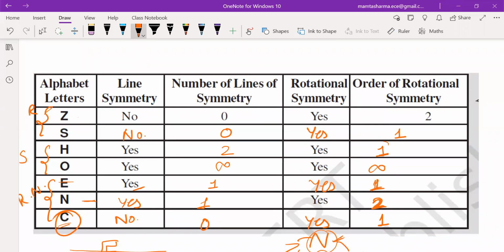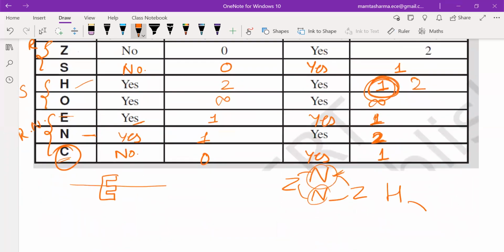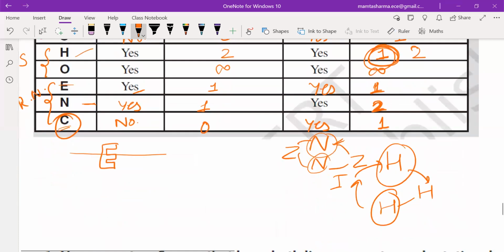Yes. But Shiva Pranav, check it. It will not be 1. Ma'am, I think 2. It is 2, ma'am. It will be 2 only. H, when you rotate it by 90 degrees, it will be I, ma'am. Yes, it will look like I and then again H, and again I. Again H. So 2 times it is looking the same.